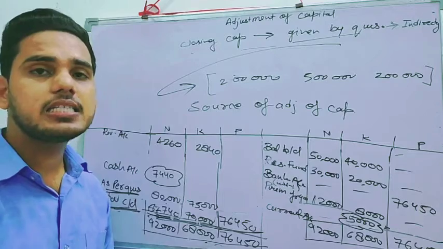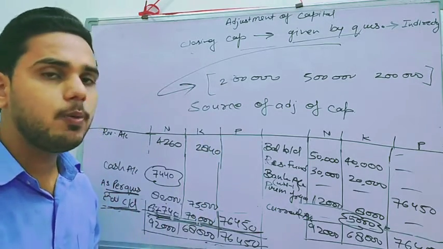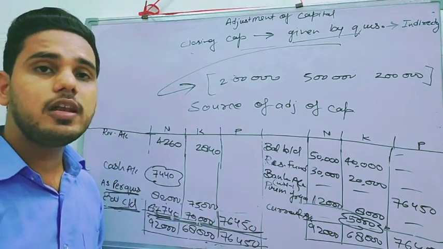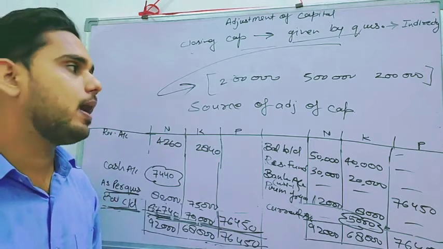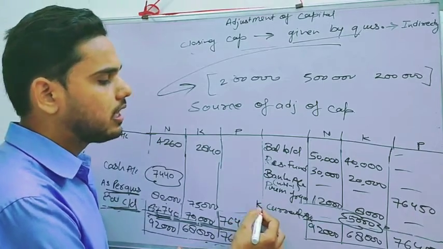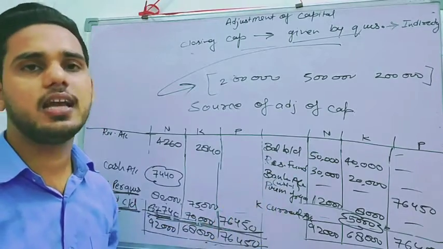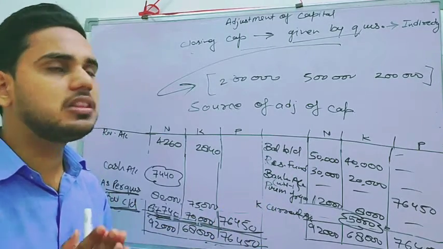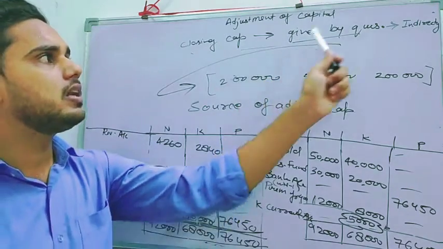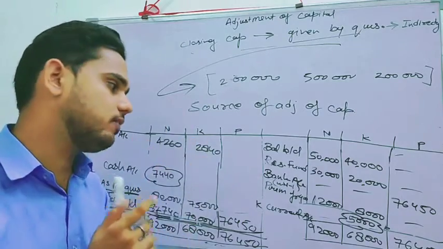But if it is asked in the question that readjustment of capital should be made with the help of current account, then if we are getting a difference on any side, we will write the current account of that partner. If we are getting the difference on the debit side, we will write K's current account for K, and if we are getting the difference for N, we will write N's current account. Now there is still one thing that needs to be understood, how the question will tell us the closing capital directly or indirectly. Okay, we'll come to that, but before that let's try to understand one more thing.